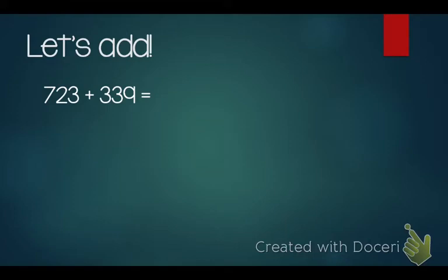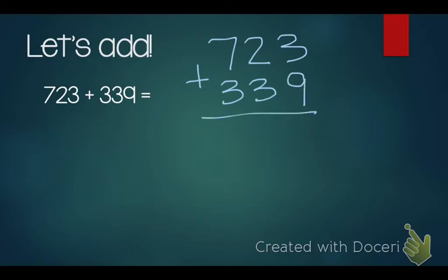Something to keep in mind is when we do get to subtraction, division, and multiplication, it does make a difference in the order that you place these numbers in. Not so much in addition. However, just to keep a common way of doing things, we're going to put 723 on the top plus 339 on the bottom. So again, all I'm doing is just rewriting the problem. And now that I have that rewritten, we're going to start adding the numbers.